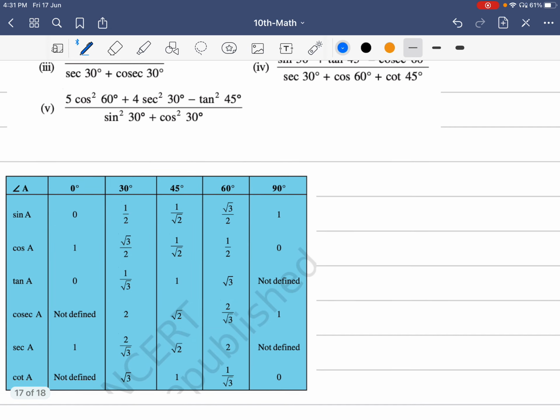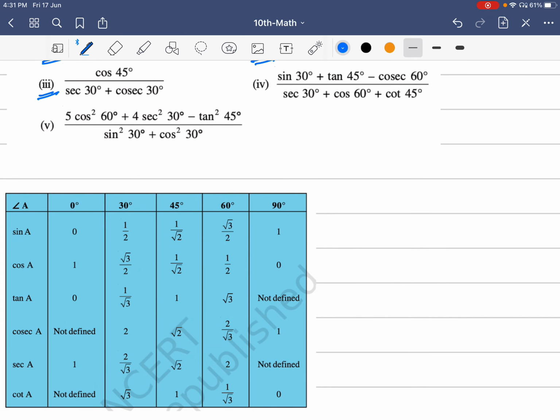So this is our expression number 3. Now it says cos of 45 degree. So once again, cos of 45 is 1 by root 2. So that is our numerator, 1 by root 2, the whole divided by sec of 30 degree.